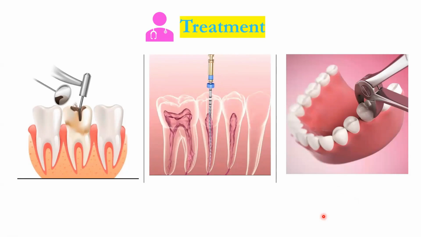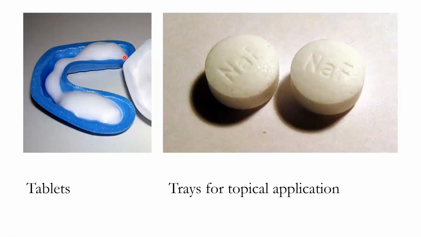This is, of course, when the caries proceeds, and if it is just limited to enamel, then restoration with composites is the treatment of choice. Of course, we can avoid pit and fissure caries and even smooth surface caries for that matter by using fluoride, either in the form of tablets or you can use trays for topical application of fluoride.